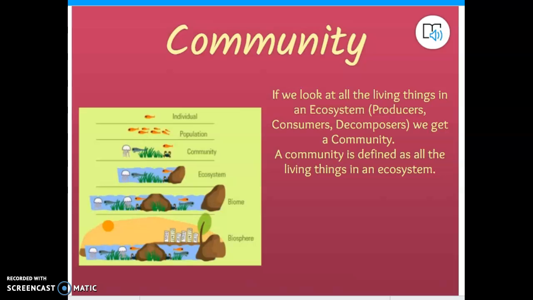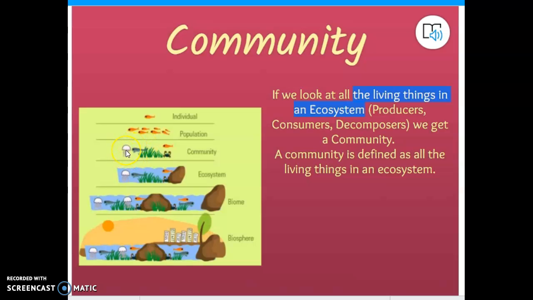Now, we know that an ecosystem is made up of living and non-living things. If we only studied the living things in an ecosystem, we are looking at a community. So if you're talking right here, here's one individual fish. If you counted all the fish in an area, like in a lake or a pond, you would have the population.